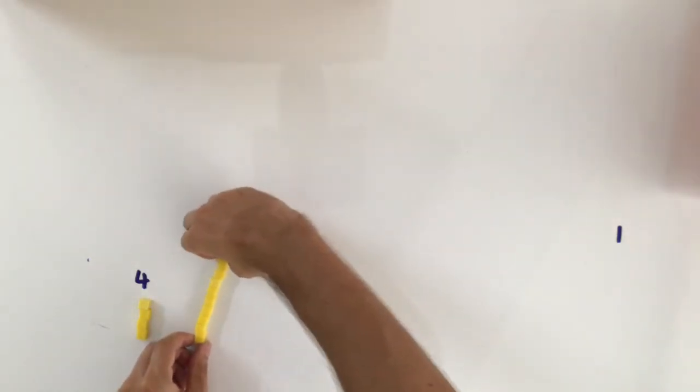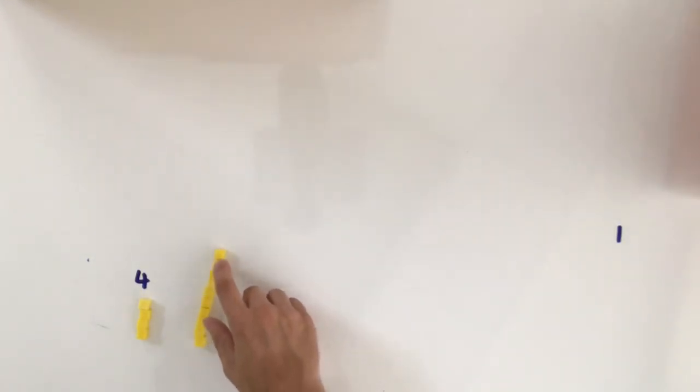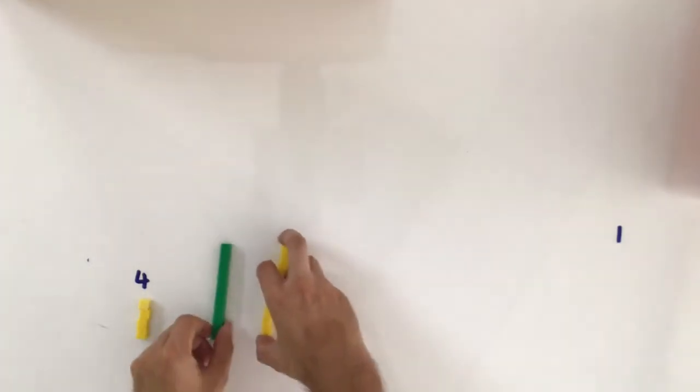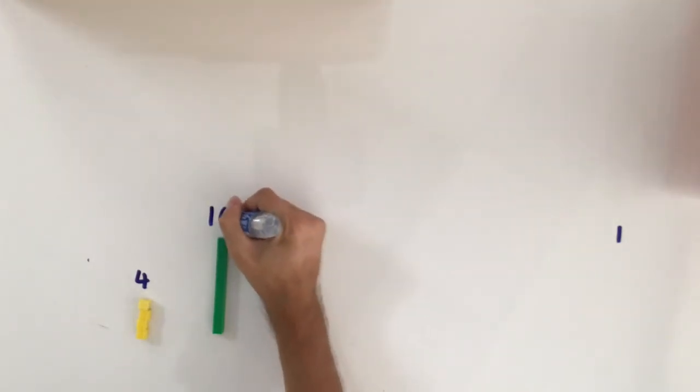What we've got here is a really long line as well, and I think we might have more than 10. So I'm going to push them all together, and I'm going to see if I've got more than 10. 1, 2, 3, 4, 5, 6, 7, 8, 9, 10. I've got a 10 there, so actually, to make it easier, I'm going to swap it for a 10. So 4 and 6 more is 10.